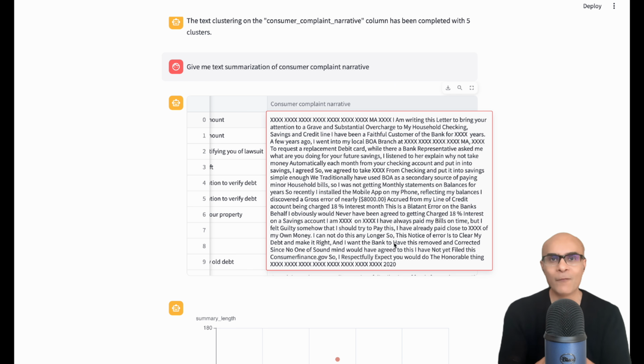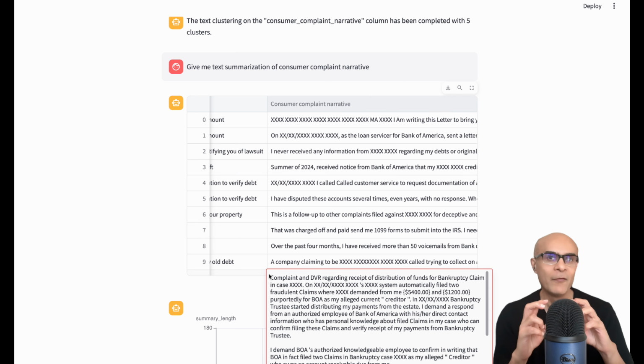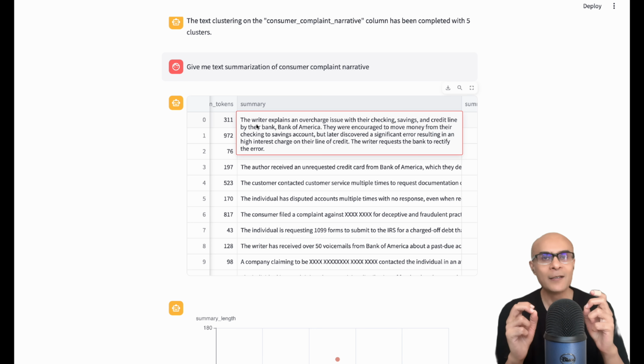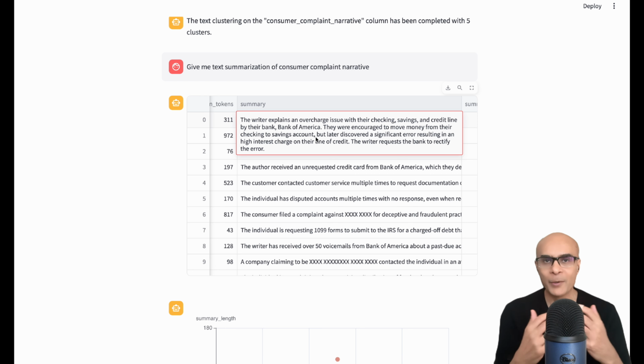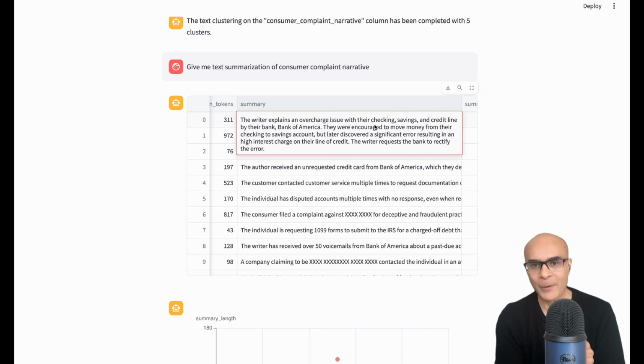Let us now see the magic of summarization, and whether we got a highly summarized version of this. And yes, we have a very highly summarized version which is just a few lines, and just reading these few lines helps us to easily understand what the complaint is about. And if you understand correctly, you can also act on it rapidly.